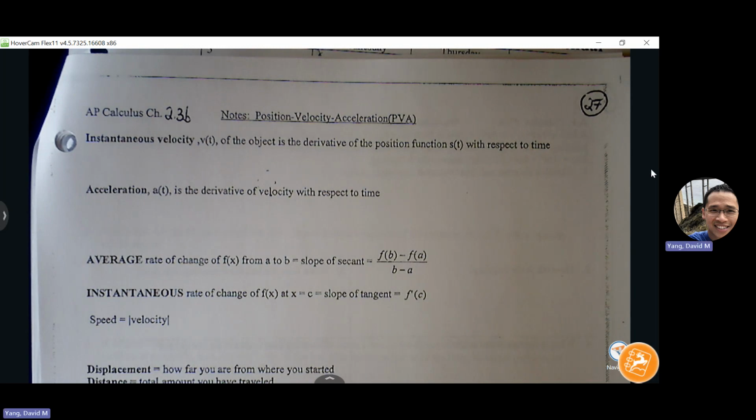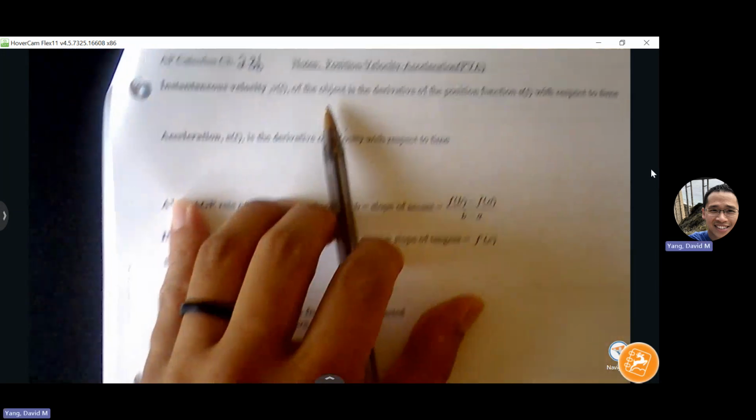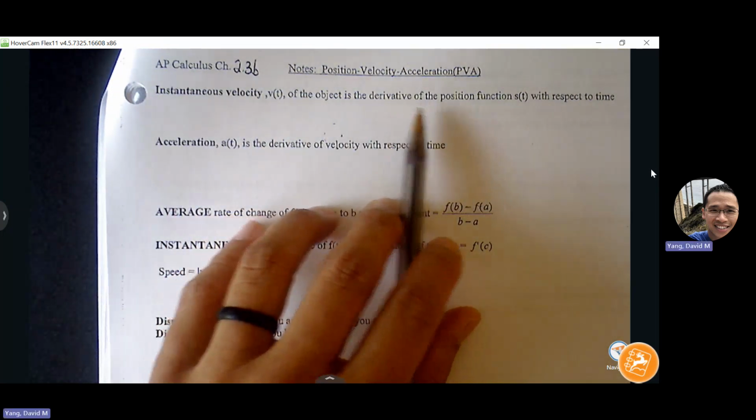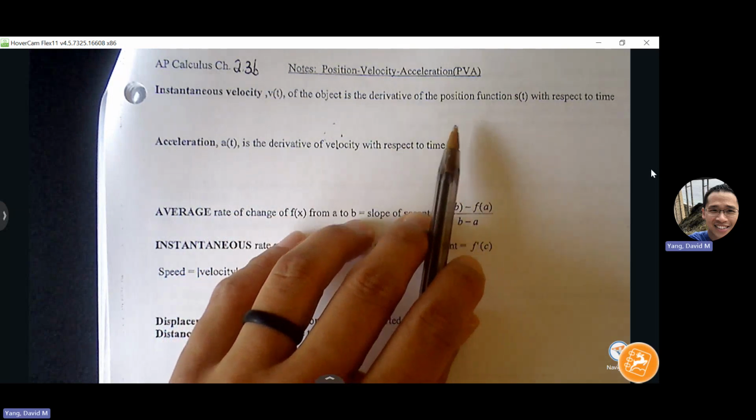All right, so we're going to talk about something that's going to be a bit more tangible, an example of a derivative function and derivative. Okay, so instantaneous velocity. Velocity is the derivative of the position function with respect to time.